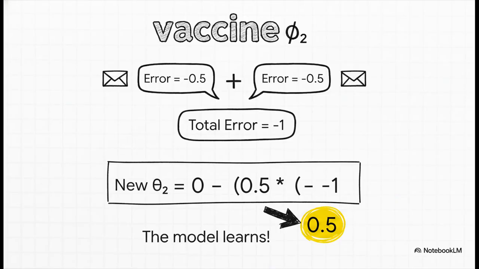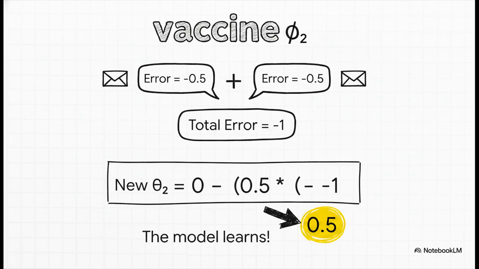Okay, let's do one update by hand. We'll focus on theta 2, the weight for the word vaccine. So we look at every email where vaccine actually appears. That's email A and email C. The error for email A was negative 0.5, and for email C, it was also negative 0.5. So we add those up to get a total error of -1.